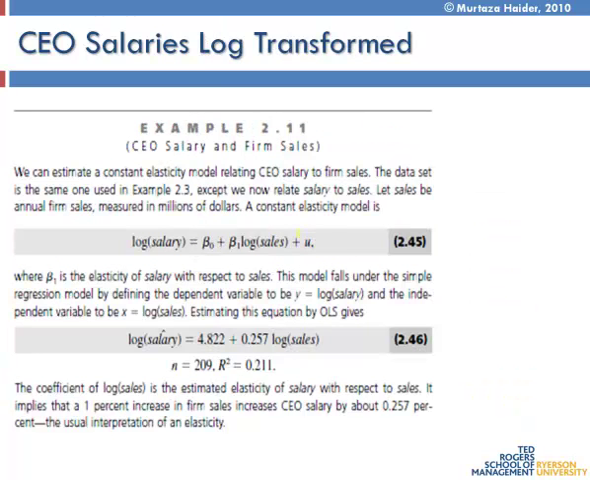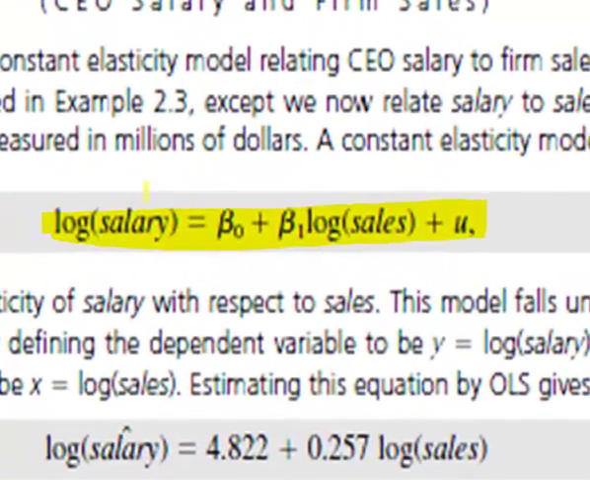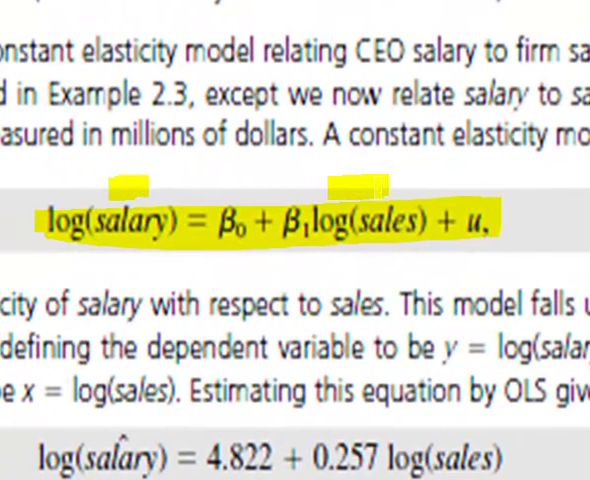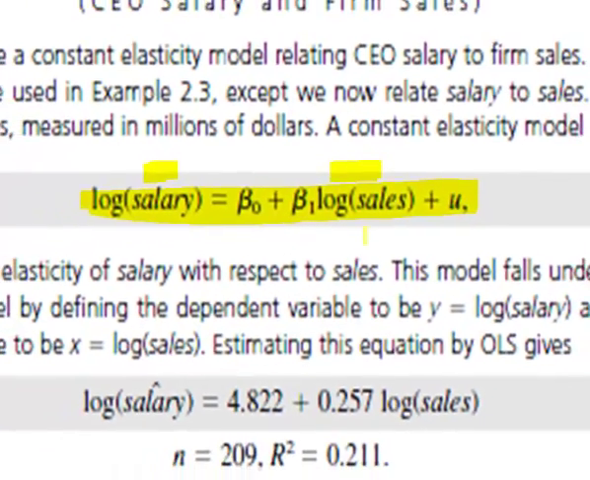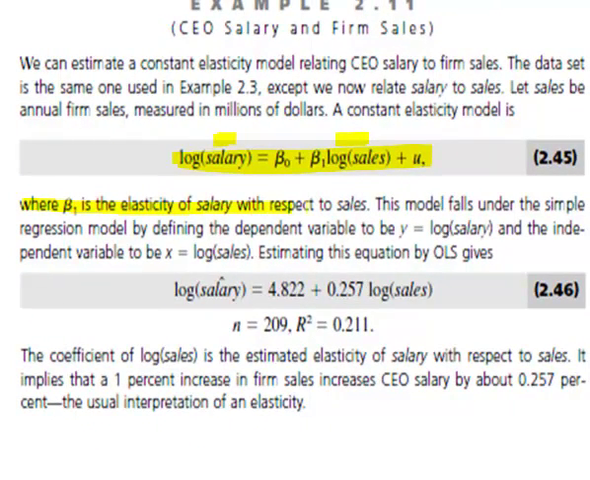Then there's another data set in which the salary of a CEO is explained by the sales, the total sales made by a firm, and the variables are log transformed, both sales and salary. The salary variable is the dependent variable. This is the explanatory variable. U stands for the error. And beta one would then be the elasticity of salary with respect to sales, you know, the percentage change in salary resulting from a percentage change in sales.